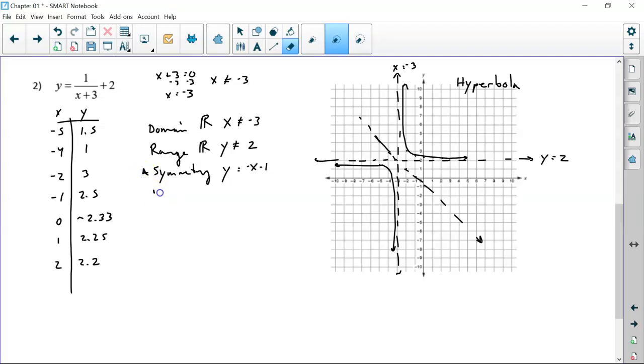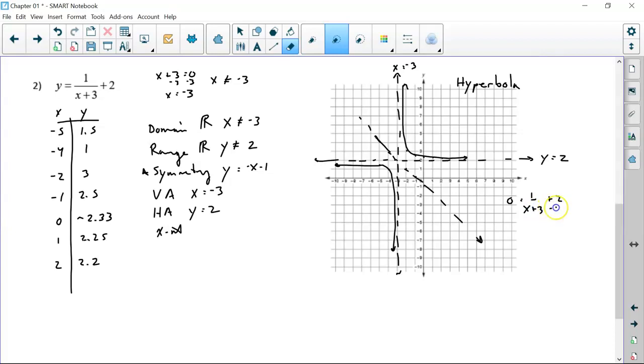Our vertical asymptote, I'm going to put VA for short. Vertical asymptote is at x equals negative 3. Horizontal asymptote, HA for short, y equals 2. Our x-intercept, I'm going to find that x-intercept algebraically, just because we haven't done it in a little bit. So once again, y is 0. So 0 equals 1 over x plus 3, plus 2.